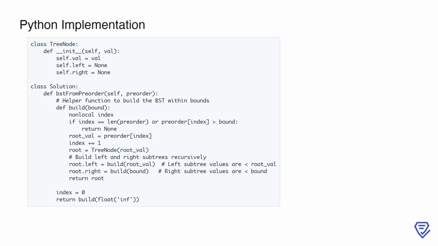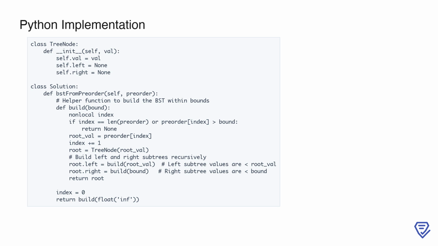1. TreeNode class. Each node in the tree is represented by the TreeNode class, which has three attributes: val for the node's value, and left and right pointers for the left and right subtrees. 2. Solution class and main method. The bstFromPreorder method is the main function, which accepts a preorder list as input. This list provides the preorder traversal of the BST.